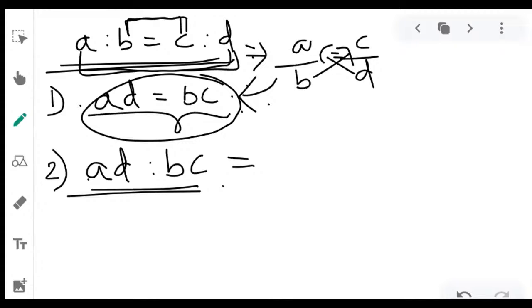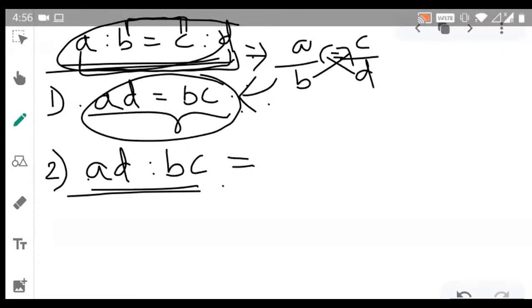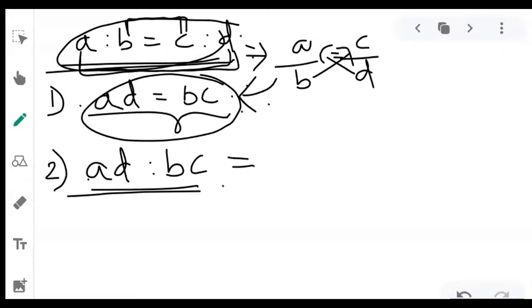Nandini, what is the value of AD is to BC? What is this ratio? A is to B equal to C is to D is my condition. I agree, this is a given. So from this I found out that AD is equal to BC.